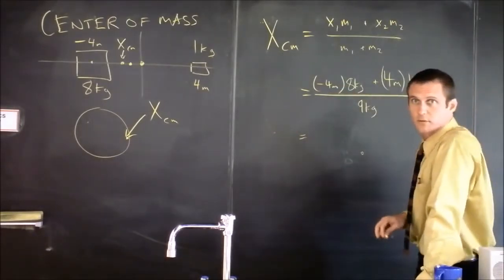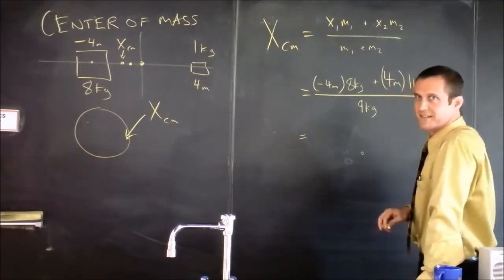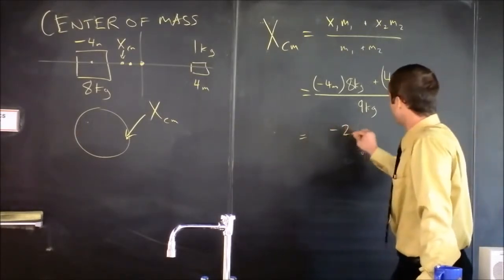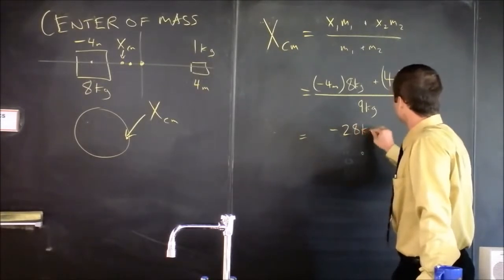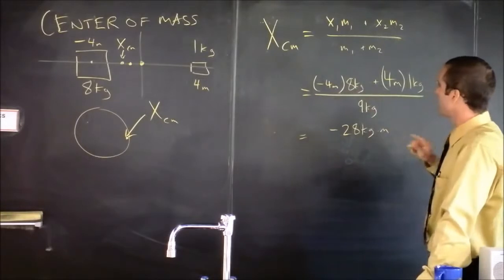What's -32 plus 4, Wayne? Oh, -32 plus 4? Yeah, go. Oh, 28. Very good. But negative, positive, right? -28, yeah. Kilogram meters.